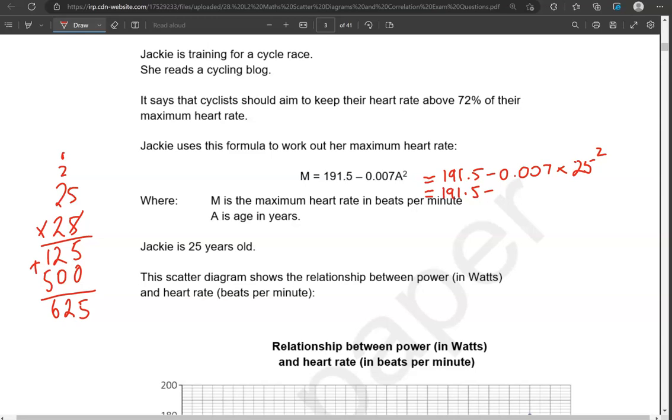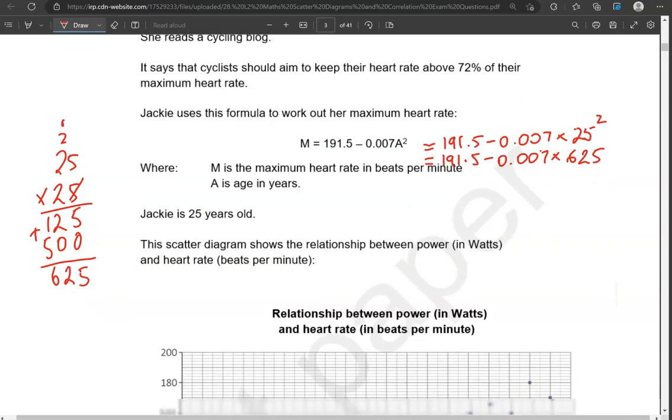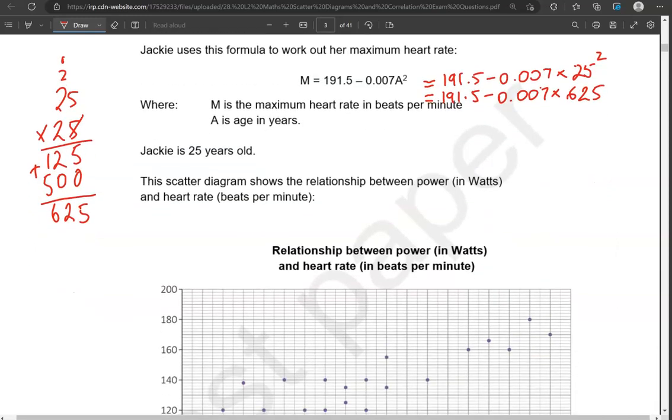So we now have 191.5 minus 0.007 times 625. So we have two operations, subtraction and multiplication. Again, we need to do multiplication first. So we'll do 0.007 times 625 before we do the subtraction.